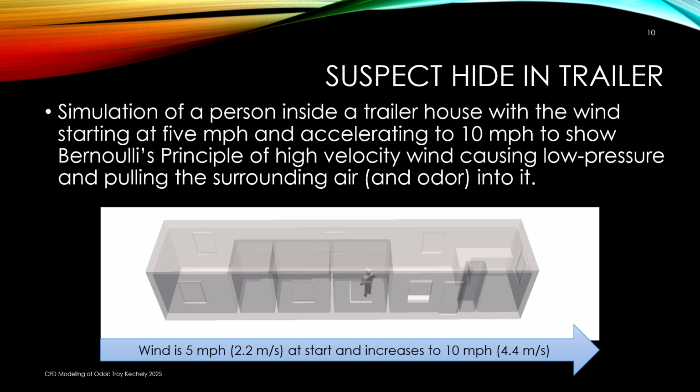So let's take a look at it from a context of real world situation. Imagine we have a trailer house here and somebody's inside of it and they're going to be emitting an odorous gas. And what we're going to do is we're going to have a model that's going to start at 5 miles per hour from the left-hand side, and it's going to work along that flow. And it'll then increase as the model goes up to 10 miles per hour.